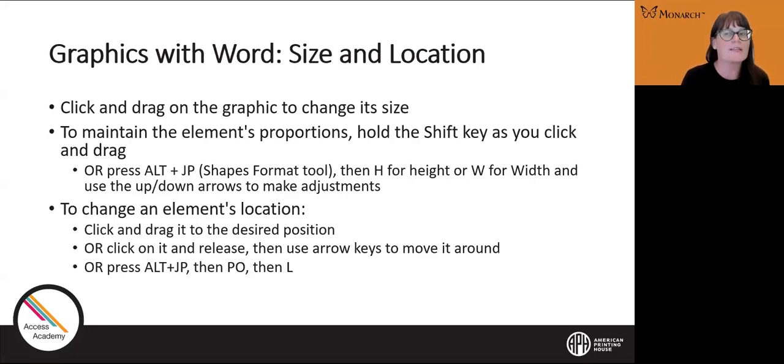You can also press Alt-JP to get back into that Shapes Format tool, and then PO, and then L, and that will take you to the different alignment options for that shape. It's usually top left, middle, top right, all of those different things. So if you want to make sure the shape you drew ends up in the top left-hand corner non-visually, you can absolutely do that. Or if you want to make sure it's right in the middle of the page, you can tell it to put it right in the middle of the page.